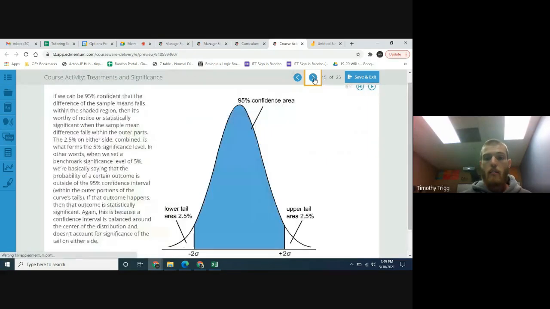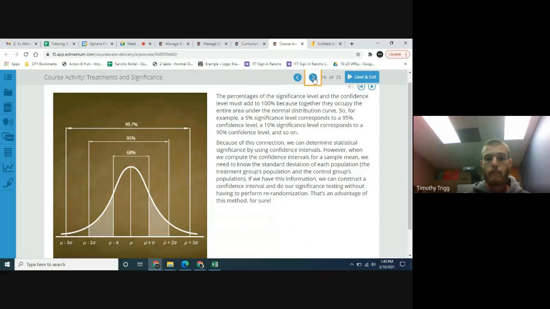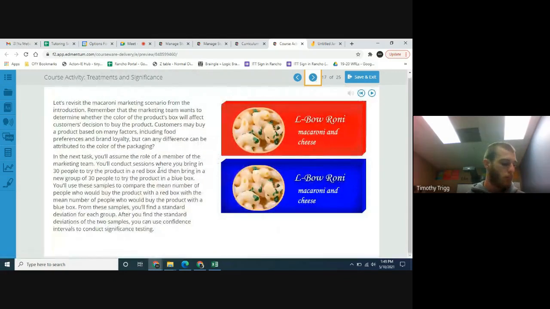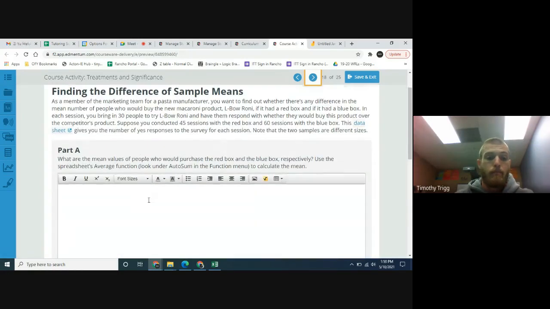Okay, let's move on. So here we're going to talk about basically two different boxes for this product, Elbow-Roni. They want to determine if the red box or the blue box sells better, if there's a statistically significant difference between these two boxes. What are the mean values of the people who would purchase the red box and the blue box, respectively? Use the spreadsheet's average function.